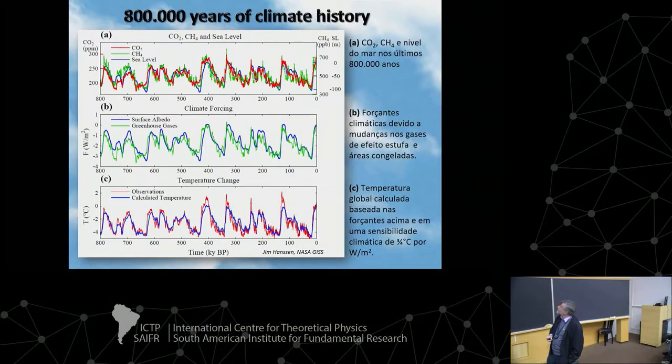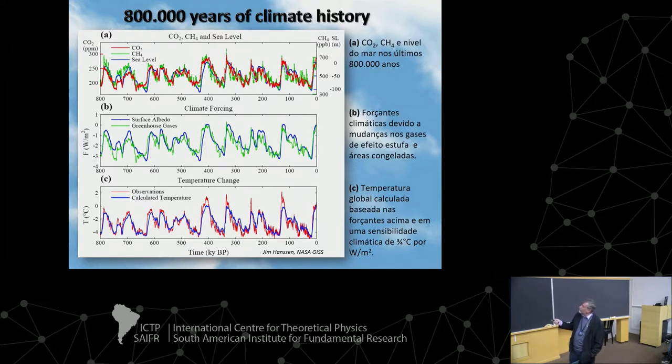If you look into the time series of the last 800,000 years of climate history, you see that the CO2 concentrations varied significantly between 200 and 280 parts per million. So you see that every time the CO2 concentration increases, methane also increases, and you also have an increase in temperature, and vice versa. So basically, we have a system with large fluctuations in temperature. And this can be quite precisely modeled with the paleoclimate information. The calculated temperature fits quite well the observations.